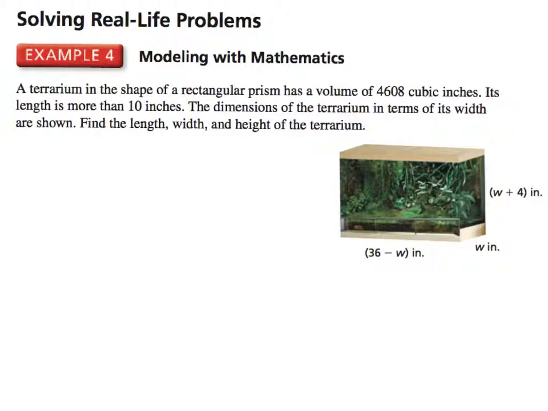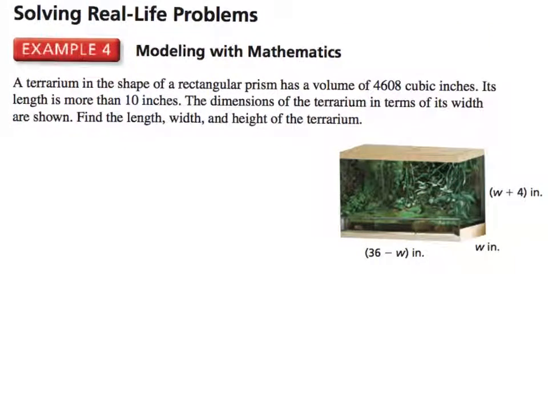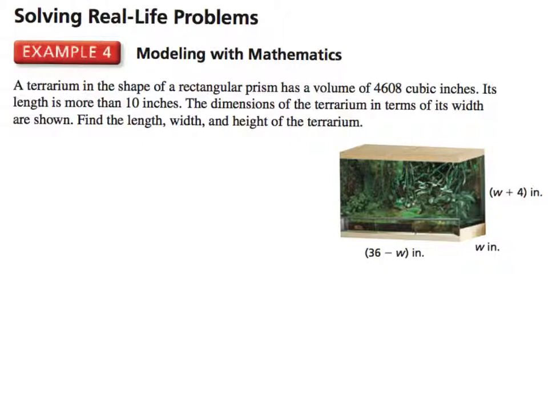Our last problem, a real-life problem, of course. A terrarium in the shape of a rectangular prism has a volume of 4,608 cubic inches. Its length is more than 10 inches. The dimensions of the terrarium in terms of its width are shown. Find the length, width, and height of the terrarium.